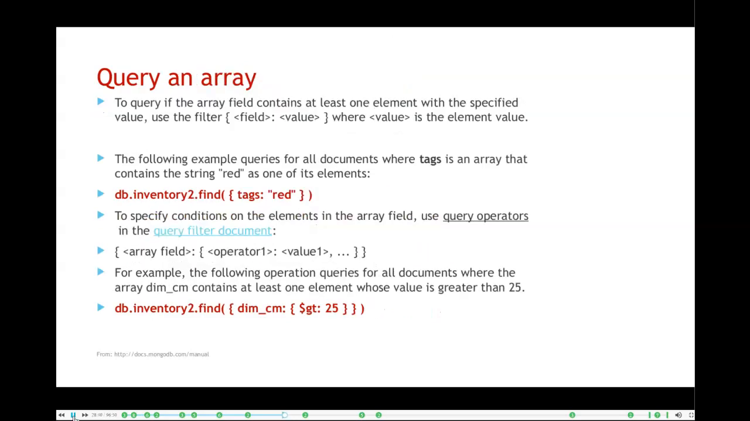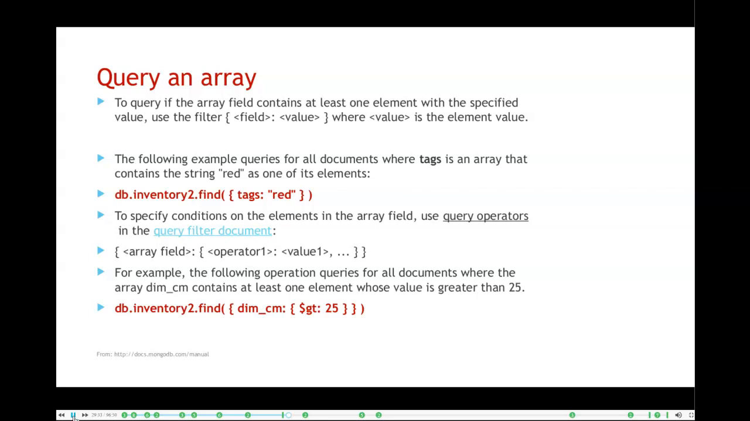So to query if the array field contains at least one element with the specified value, we need to give the field and the value. How can we query if we have an array within the document? Take a look at this example for inventory 2. In inventory 2, we have an array called tags. I want to say, give me all the documents where there is the value red within the array of the tags.